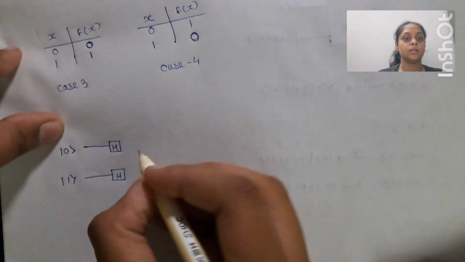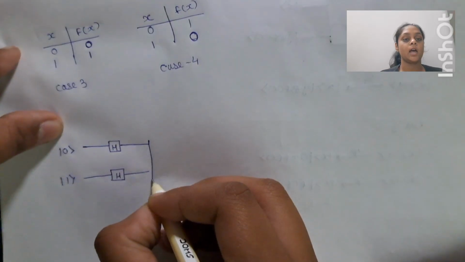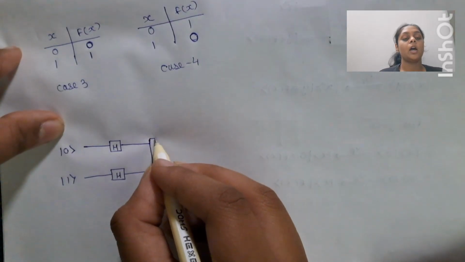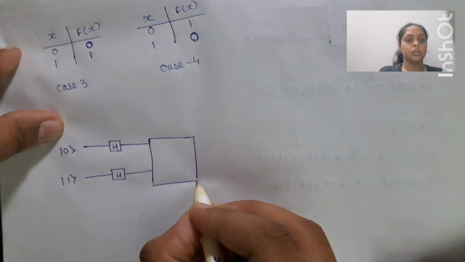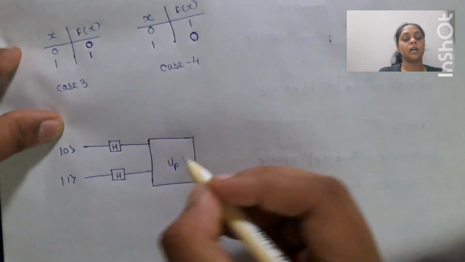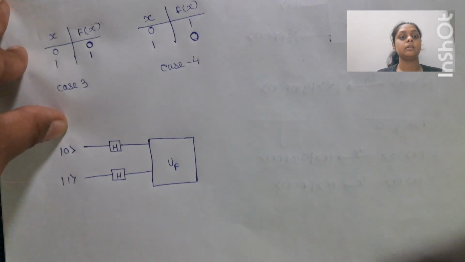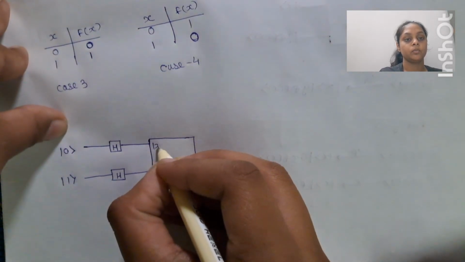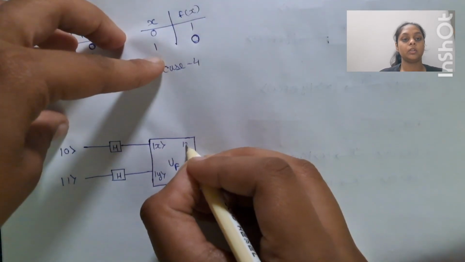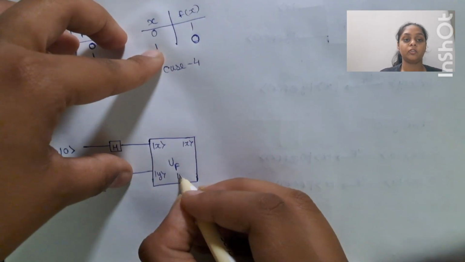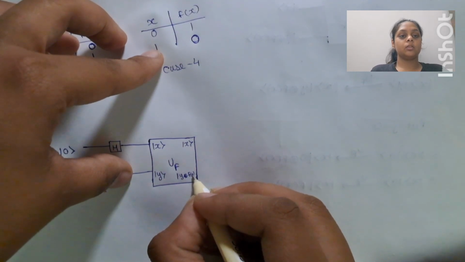And the results of these are passed to the U of f. That is the oracle that we have seen in the quantum oracle. As we have seen earlier, the U of f gate takes input as |x> and |y> and gives the output as |x> and |y XOR f of x>.